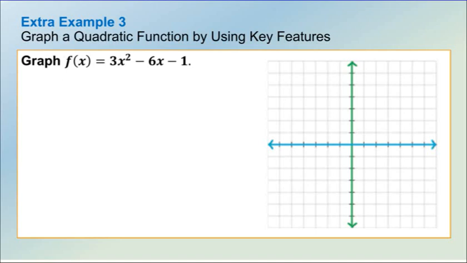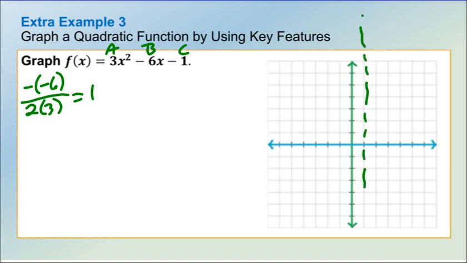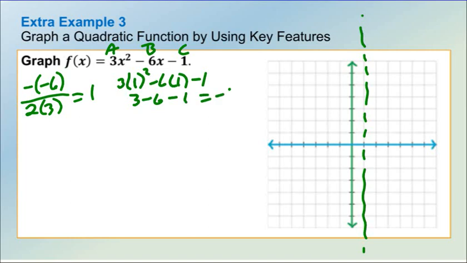Next, graph this one. Here's my a, my b, my c. So -6 divided by 2 times 3 will give us 6 divided by 6, which is 1. So our axis of symmetry is at 1. So if I put 1 in here, this is 3 minus 6, which is -3, minus 1 is -4. So I have a vertex at 1, -4.